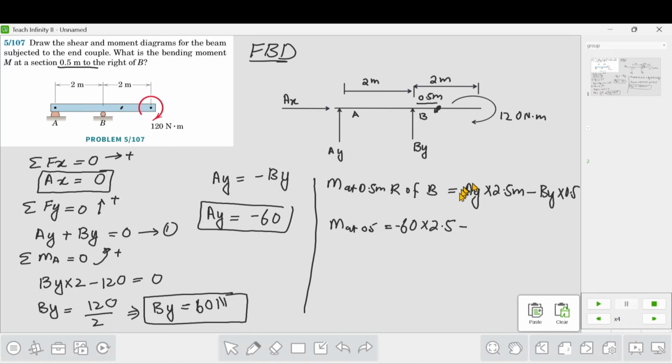So the M at 0.5 meter. AY value is negative 60, so negative 60 multiplied by 2.5. And BY value is, this is not negative, this is positive, so positive 60 multiplied by 0.5. So the moment at 0.5 meter will become 120 Newton meter.